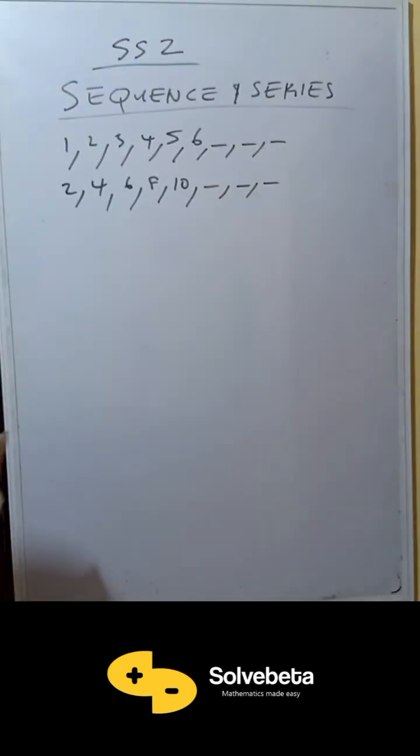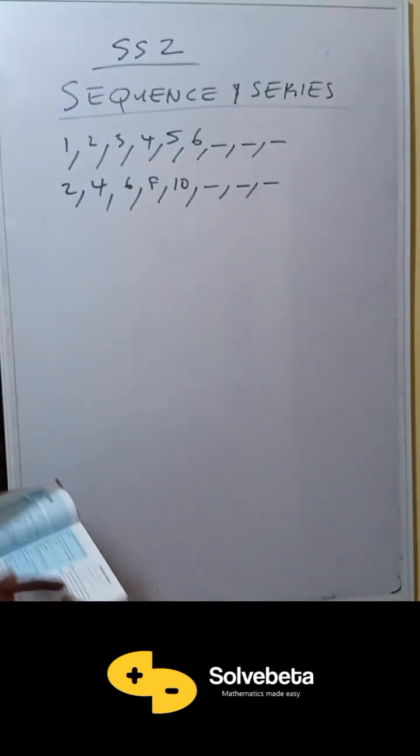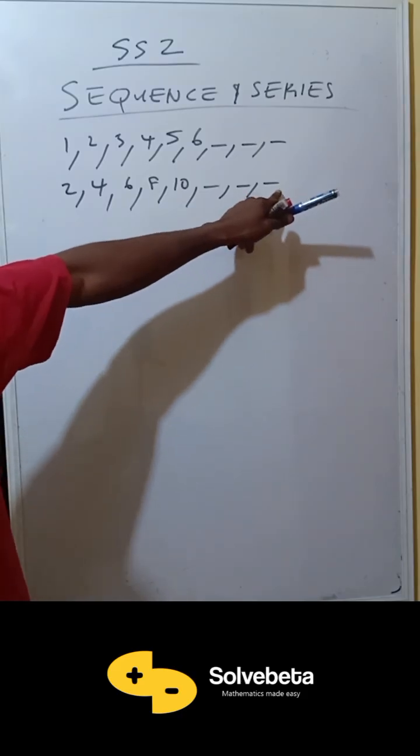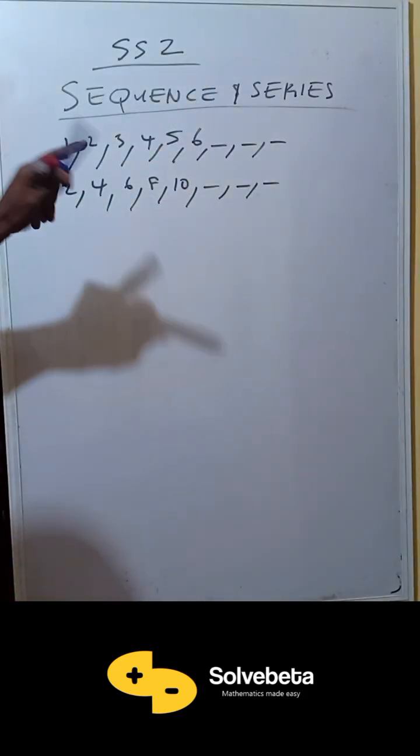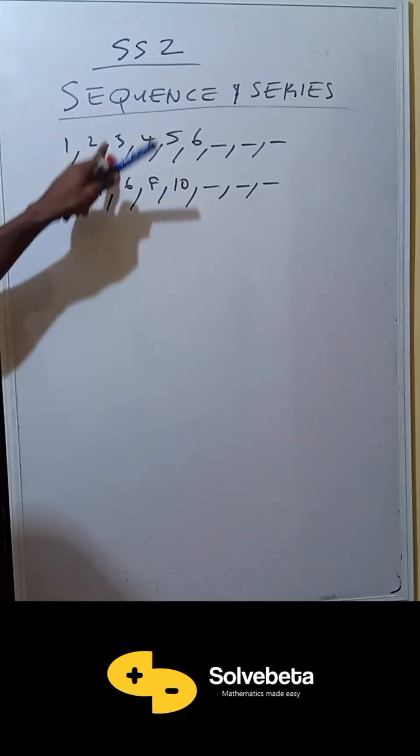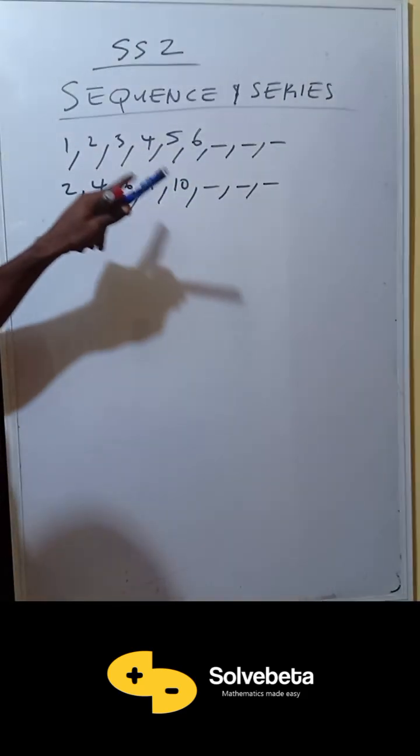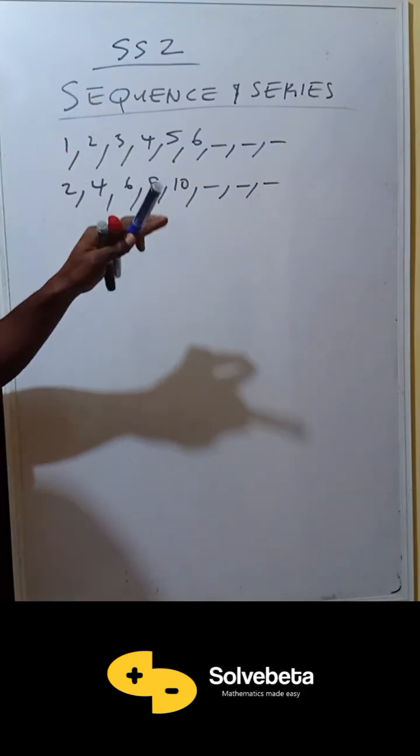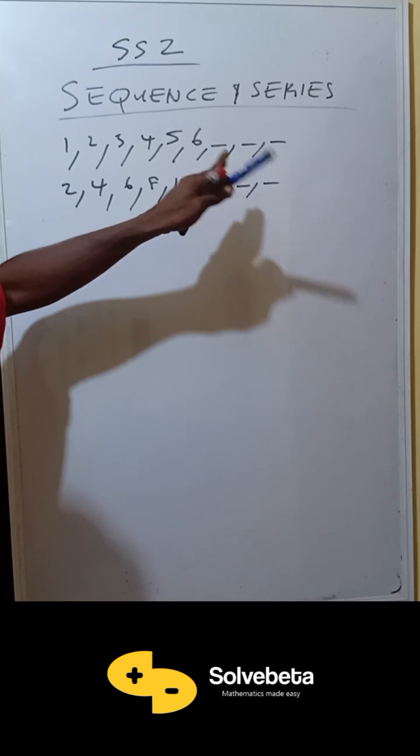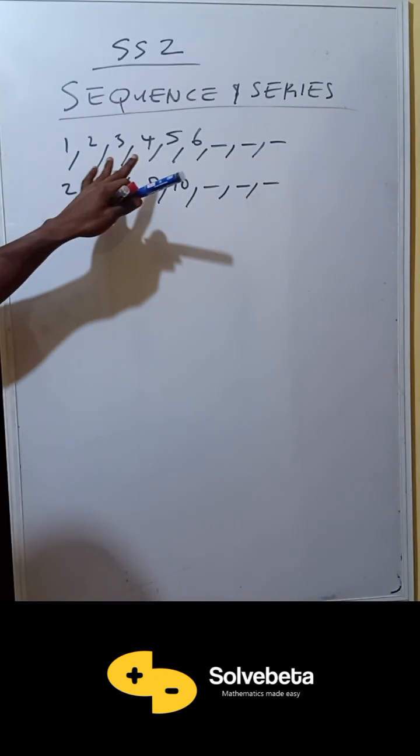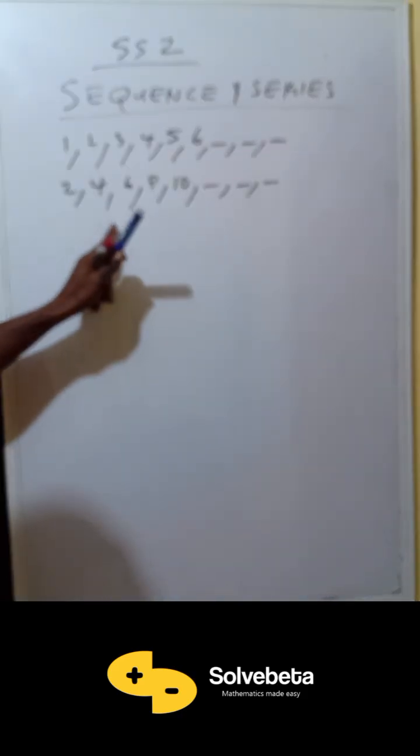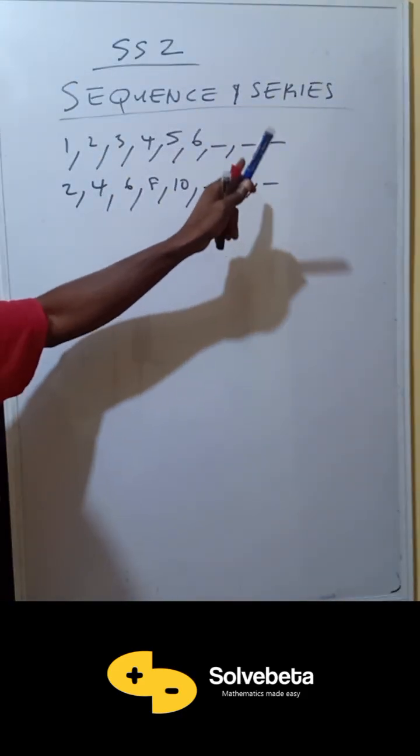You look at it. To complete this, you would have 12, 14, 16, right? Because you can see that there's a pattern. There's a rule guiding the increase of the numbers. The moment you identify that rule, you can tell me the next numbers in the sequence. So the next numbers for the first one are 7, 8, 9, while the second is 12, 14, and 16.